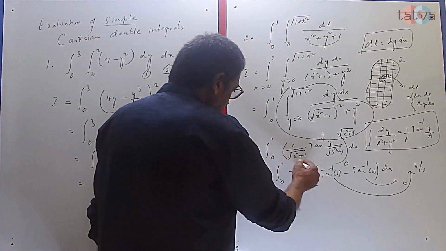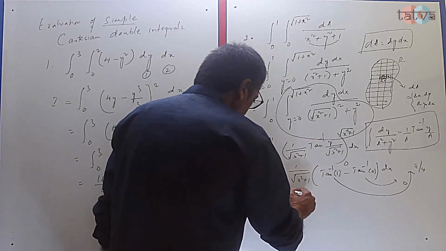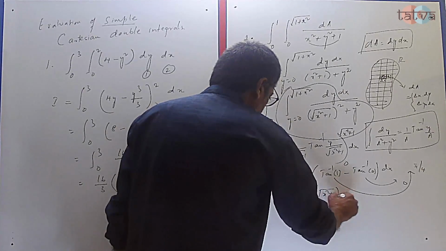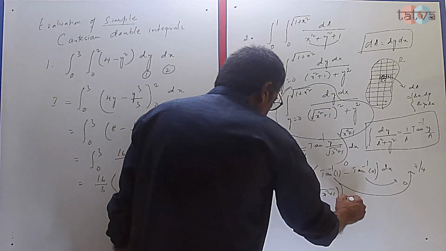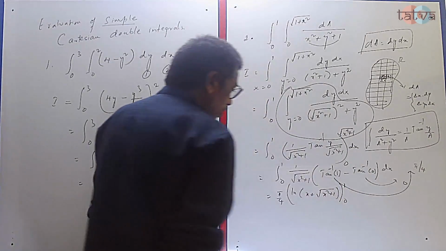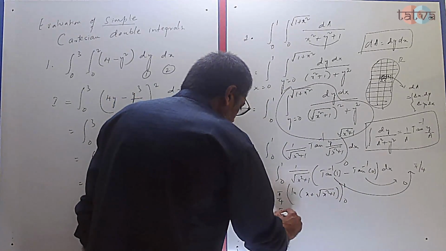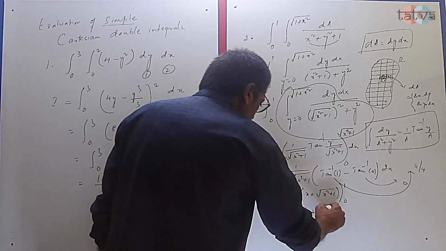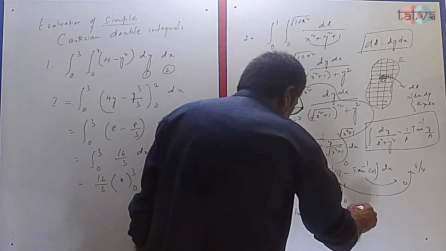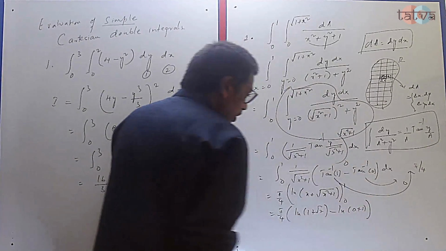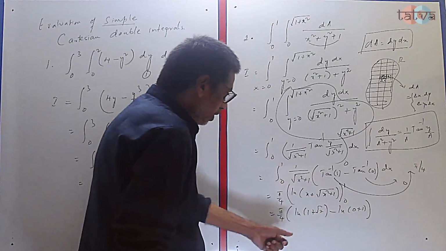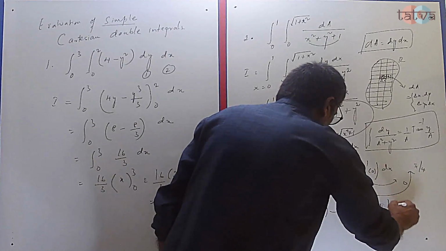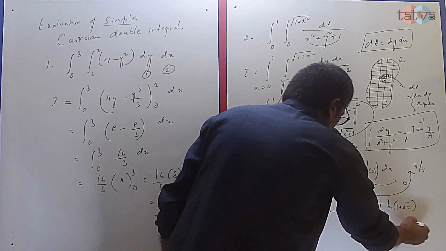So you now have to integrate 1 by square root of x squared plus 1, which is log of x plus square root of x squared plus 1, within the limit 0 to 1. So you have pi by 4 times log of 1 plus 1, which is square root of 2, minus log of 0 plus 1. Log 1 reduces to 0, and therefore your output will be pi by 4 log of 1 plus square root of 2.